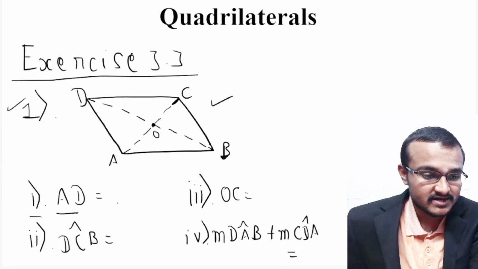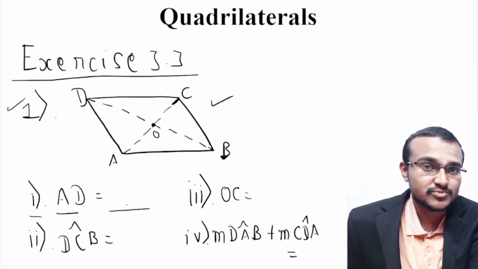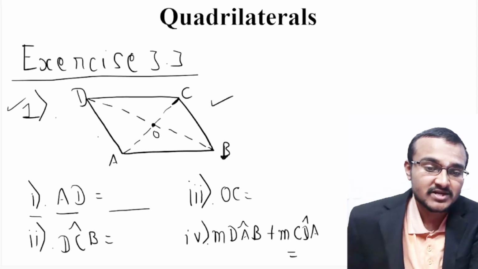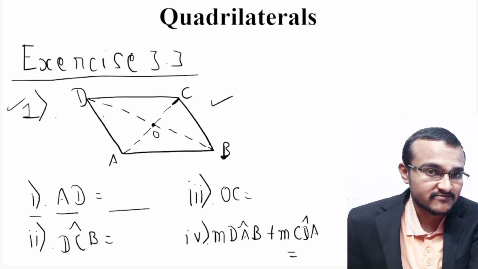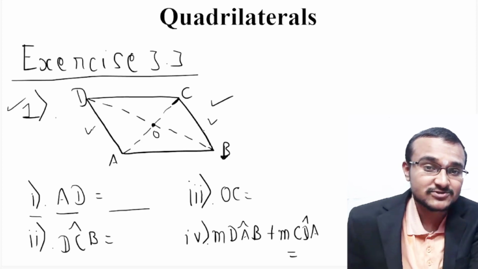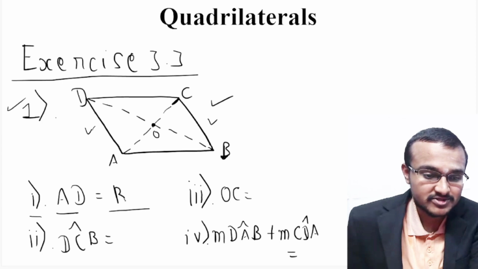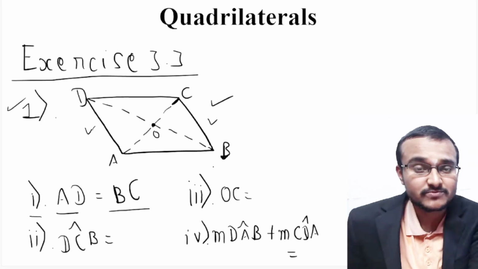Now let us look at the first question. Here AD is equal to dash. In this dash, you should put whatever is most suitable, which is equal to AD. According to the property of a parallelogram, opposite sides of a parallelogram are always equal. So if this is AD, then this is BC. So AD should be equal to BC. Opposite sides are equal, hence AD is equal to BC.